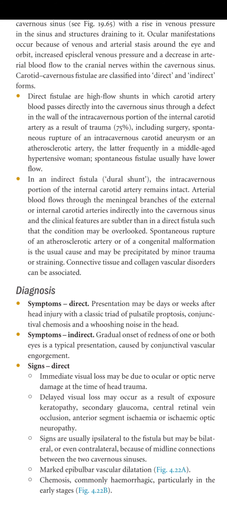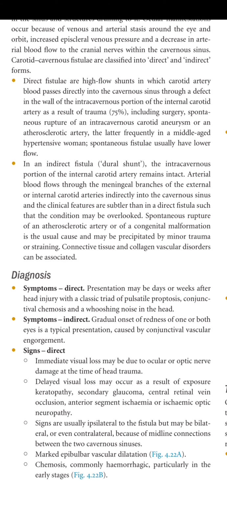In an indirect fistula, a dural shunt, the intracavernous portion of the internal carotid artery remains intact. Arterial blood flows through the meningeal branches of the external or the internal carotid artery indirectly into the cavernous sinus, and the clinical features are subtler than in a direct fistula, such that the condition may be overlooked. Spontaneous rupture of an atherosclerotic artery or of a congenital malformation is the usual cause and may be precipitated by minor trauma or straining. Connective tissue and collagen vascular disorders can be associated.